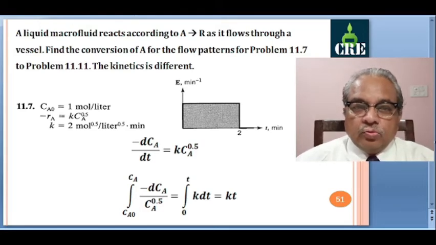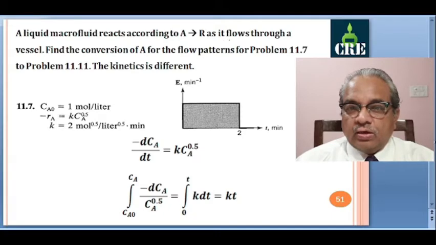We will continue with the problems from the exercise of chapter number 11. A liquid macrofluid reacts according to A gives R as it flows through a vessel. Find the conversion of A for the flow patterns for problems 11.7 to 11.11.